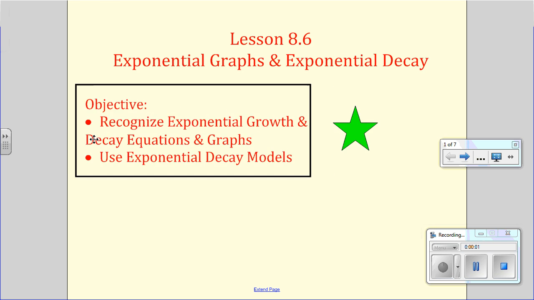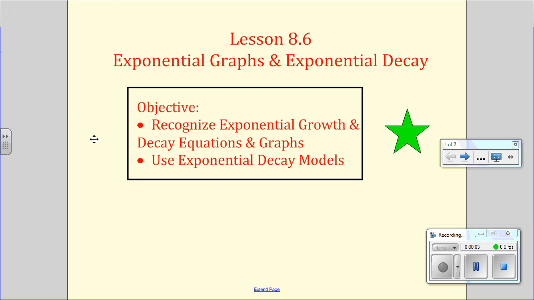Graphs and exponential decay. Once again, we've got recognizing exponential growth and decay equations and graphs. Now it's not just looking at the graphs. We're going to be giving you equations, and you've got to decide whether it represents growth or decay. If you understand that growth is getting larger and decay means getting smaller, it should be pretty easy to recognize both of those.